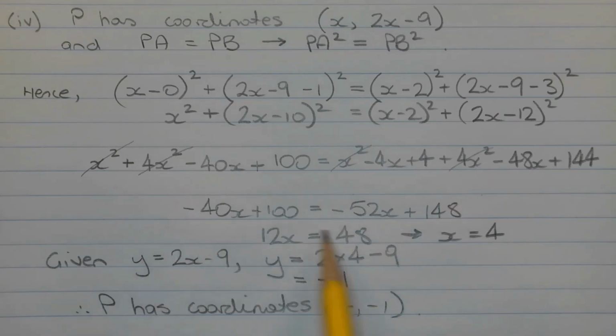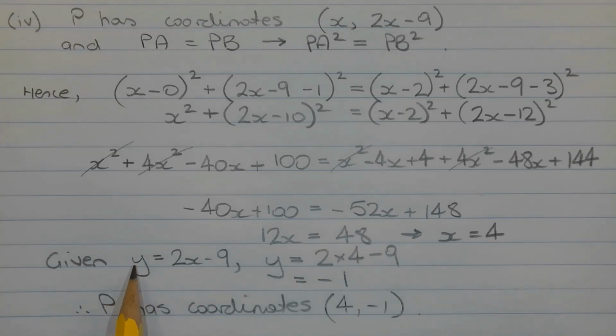So rearranging this equation, again collecting like terms further, we move the x's over to the left-hand side and the constant terms over to the right-hand side. We get 12x is equal to 48, which means x is equal to 4, and that's the x coordinate of point P, but we also need the y coordinate.